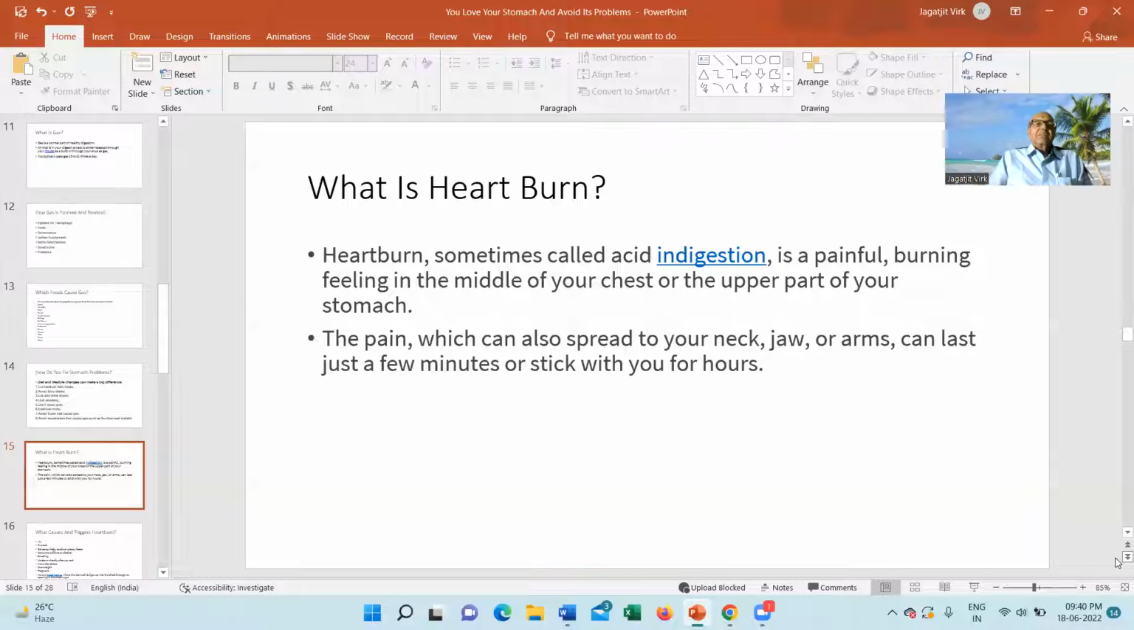What is heartburn? Heartburn, sometimes called acid indigestion, is a painful burning feeling in the middle of your chest or the upper part of your stomach. The pain, which can also spread to your neck, jaw, or nerves, can last just a few minutes or stick with you for hours.